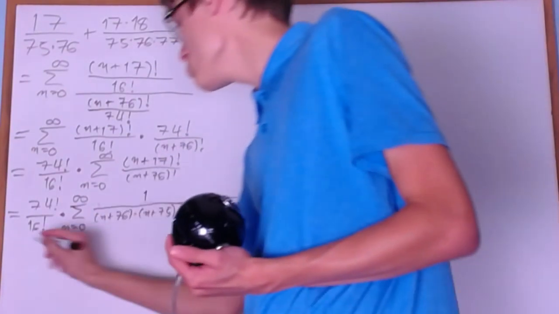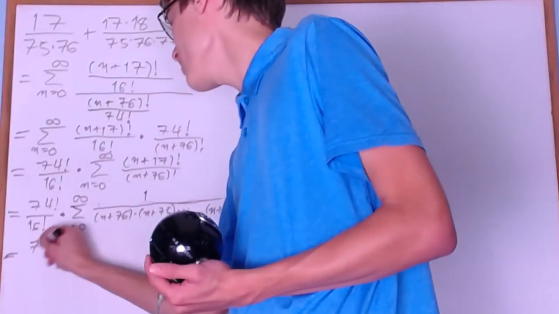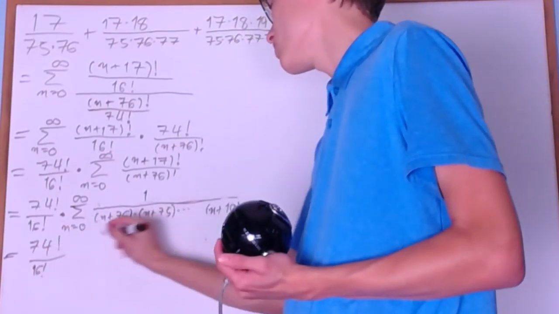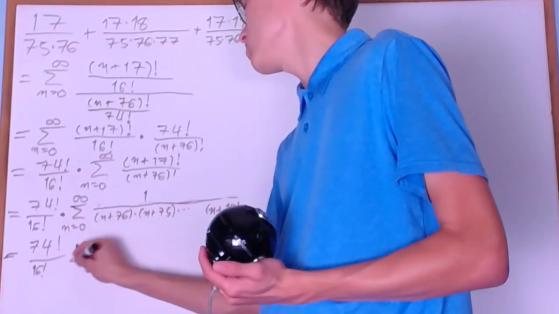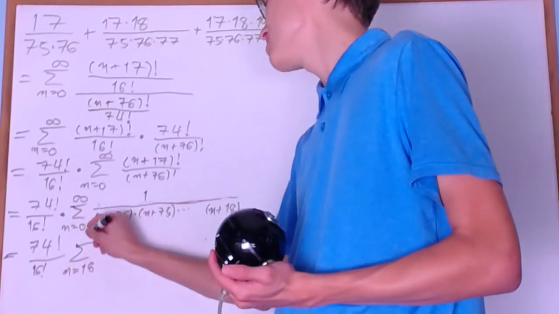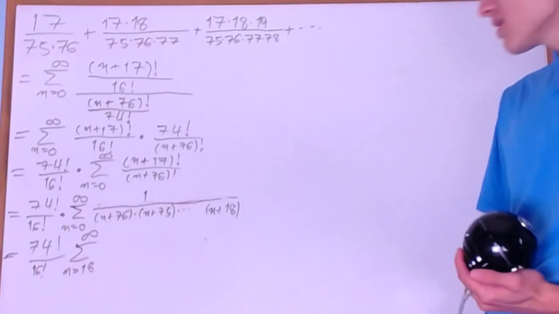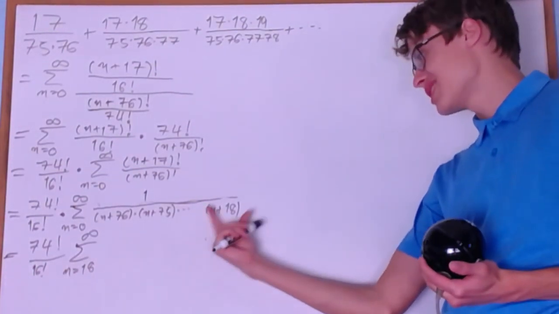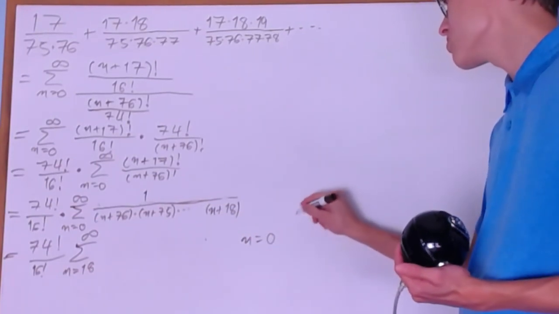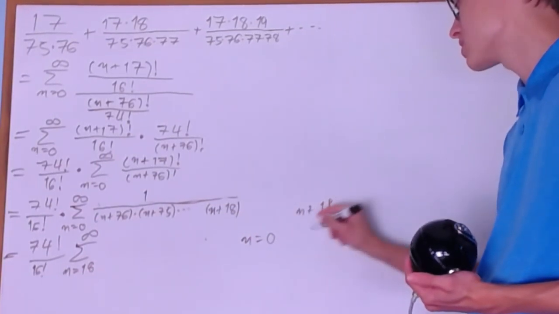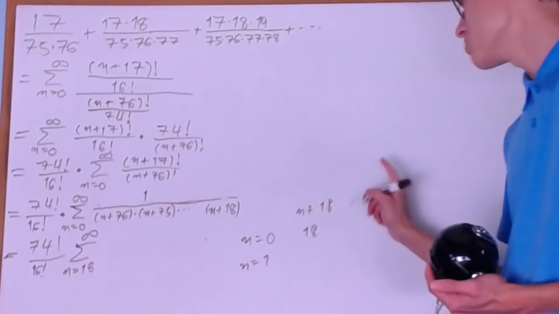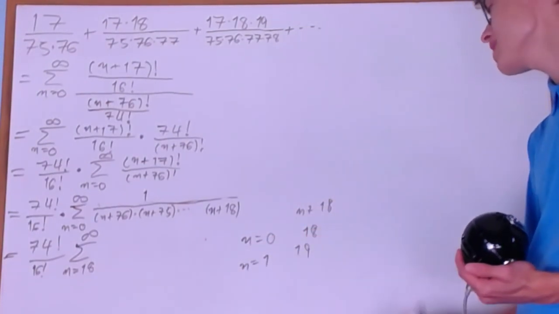What I'm going to do is actually shift this summation in a way that'll make it easier in the future. So I'll do this sum from n equals 18 to infinity. Why would I do that? Well, it's to make this just n, because at n equals 0, the value of n plus 18 is going to be 18. At n equals 1, the value at n plus 18 is going to be 19.